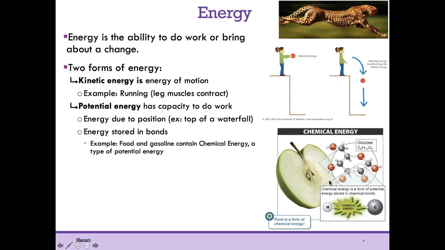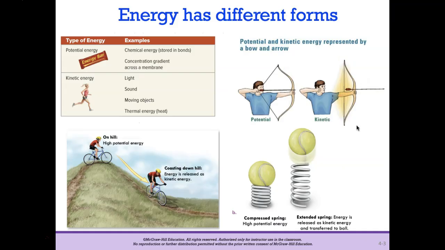So when I digest this apple and I can break down the glucose, every time I break one of these bonds, energy is released. So I could convert the potential energy in the chemical bonds of glucose into kinetic energy that will allow my body to use it and physically do something with that energy. So here just to illustrate, we said potential energy could be like chemical energy stored in bonds. So like this energy bar has a lot of potential energy because if you were to eat it, you can then propel yourself and do a nice workout.